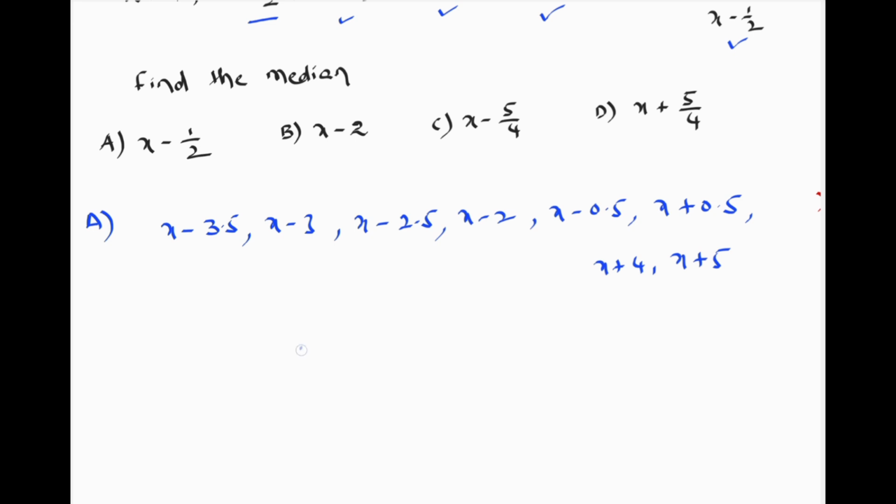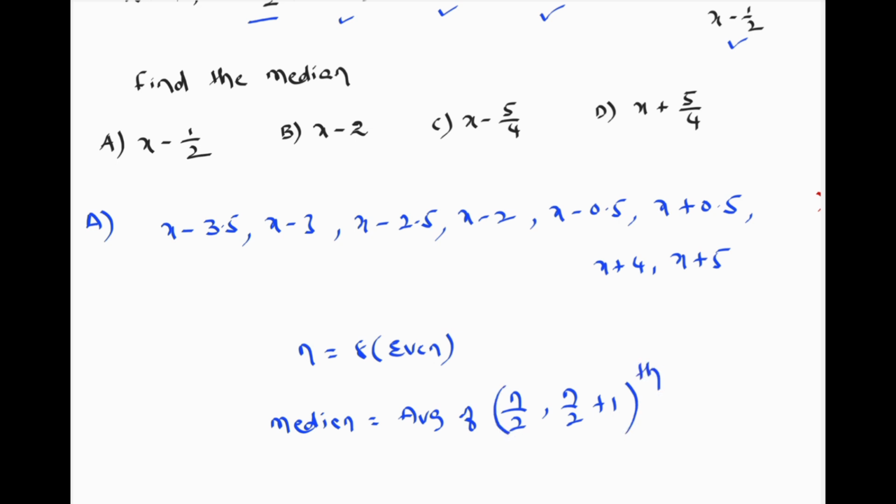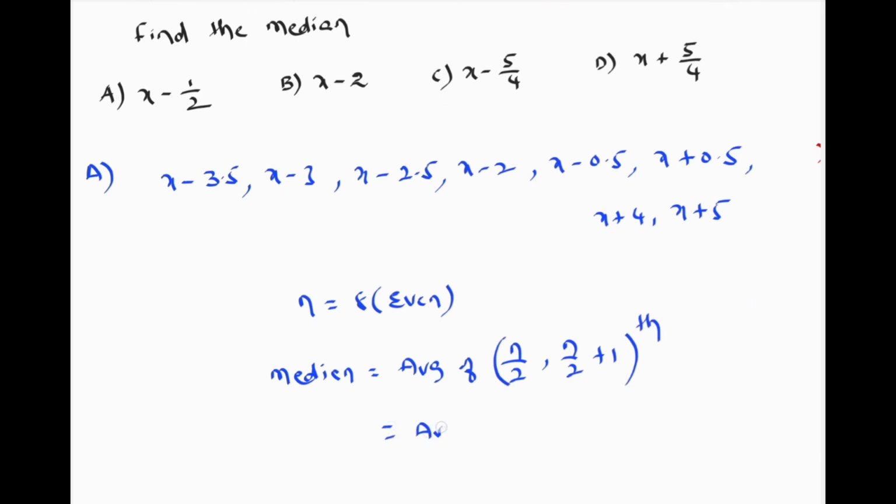So what is the n value there? Number of observations: 1, 2, 3, 4, 5, 6, 7, 8. So 8 is an even number. Therefore, median is equal to the average of the n by 2 th term and the n by 2 plus 1 th term. That means the average of 8 by 2, so 4th term, comma 5th term. So what is the 4th term there? 1, 2, 3, 4. So the average of these two.